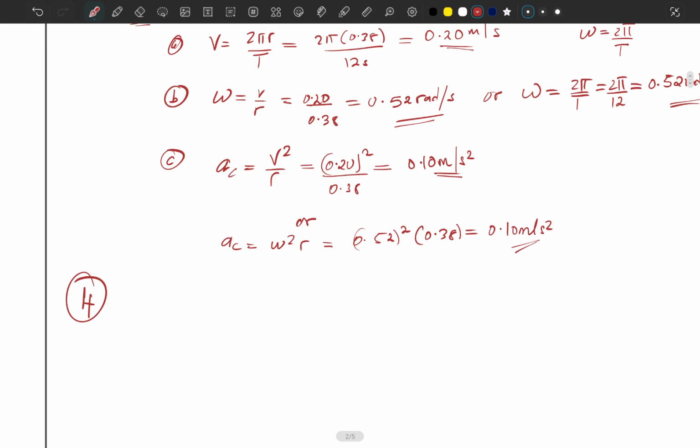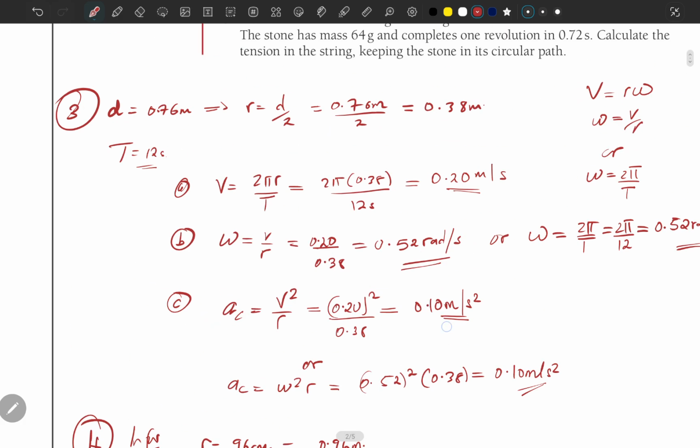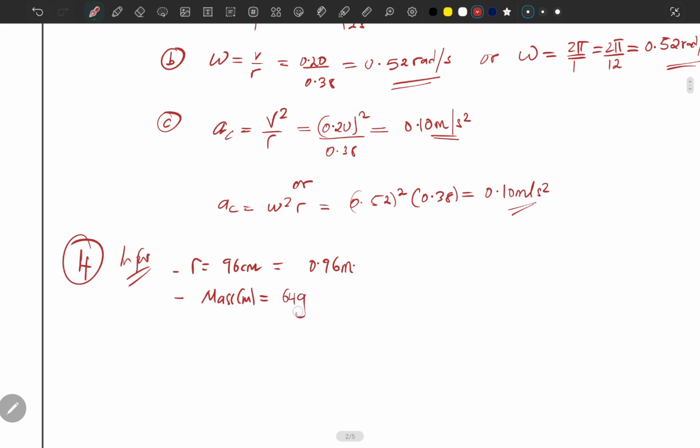All right, so what information do we have? First we have the radius, r. In this case, it is 96 centimeters. But remember, this should be in meters. Divide by 100, we get 0.96 meters. What else do we need? The mass has been given as m, 64 grams. Also convert that one to kilograms, which will give you 0.064 kilograms.